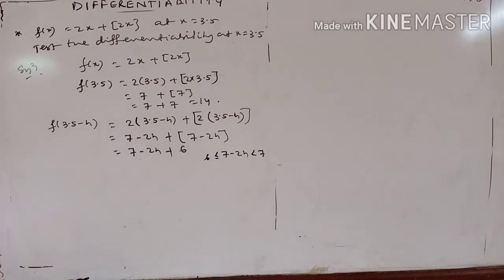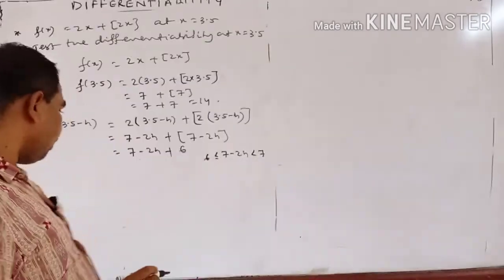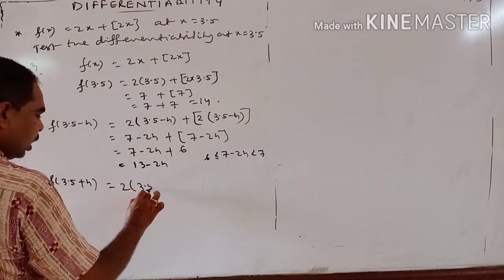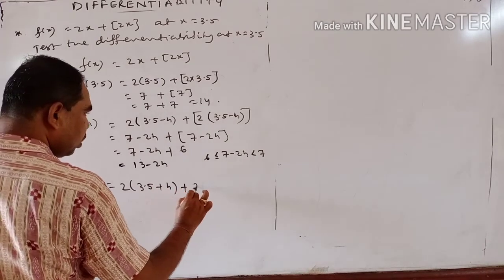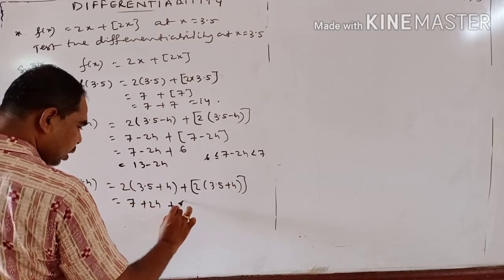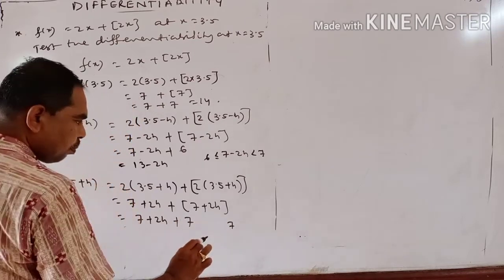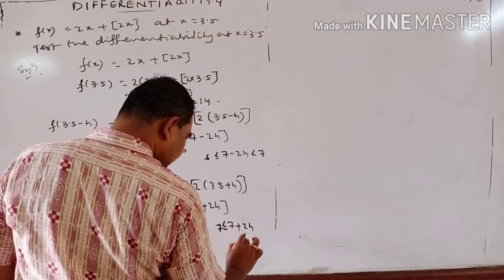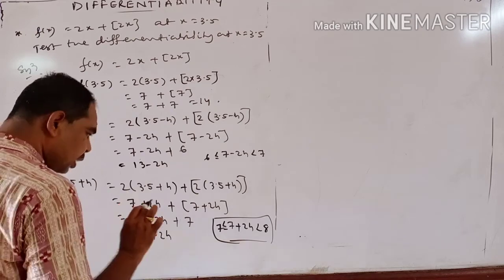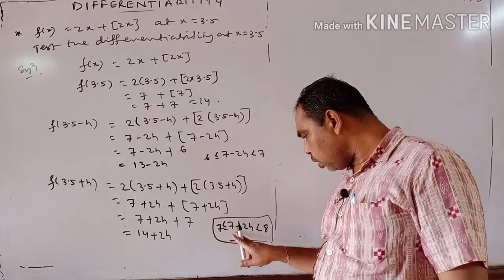So square bracket of 7 minus 2h, we take the lower integer, because when x lies between two consecutive integers we choose the lower one. So this is equal to 13 minus 2h. Similarly, f of 3.5 plus h is equal to 2 into 3.5 plus h plus square bracket of 2 into 3.5 plus h, which is 7 plus 2h plus square bracket 7 plus 2h. Here 7 plus 2h lies between 7 and 8, so we choose the lower one, square bracket of 7 plus 2h means 7. So this is 14 plus 2h.